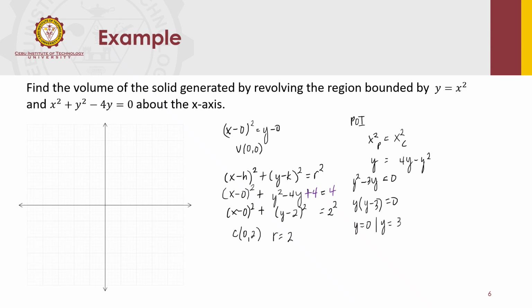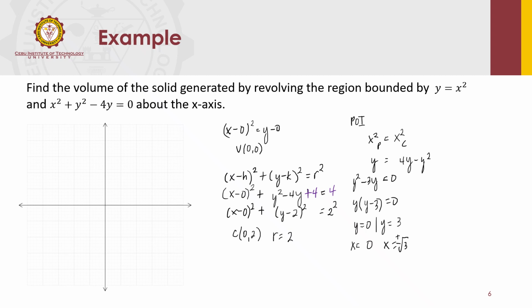And for the values of x, at y equals 0, x is also 0. And for y equals 3, if y is 3, then x is square root of 3. Two values, by the way, for square root of 3: positive and negative square root of 3.